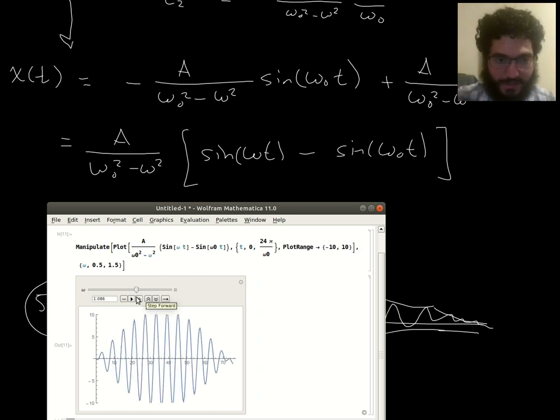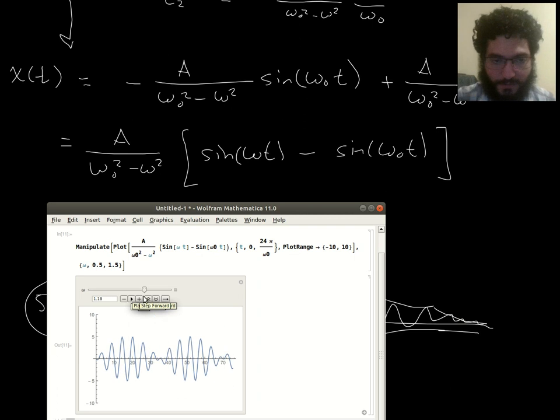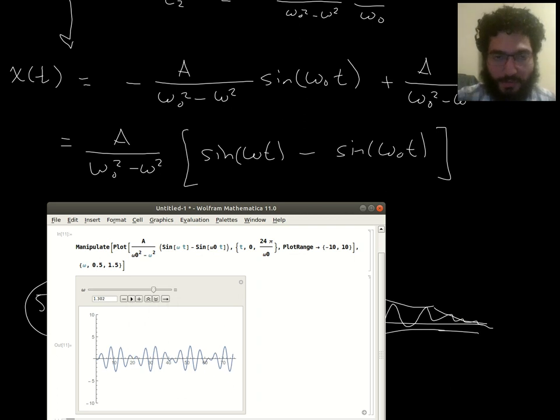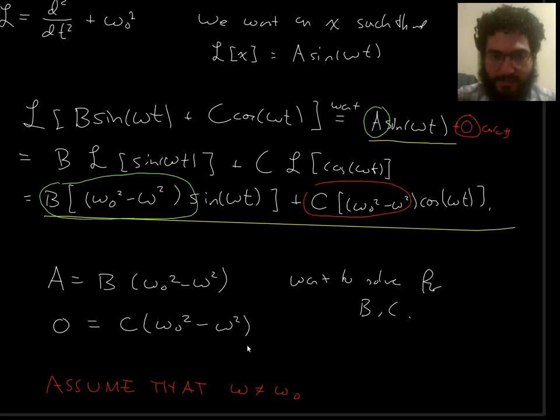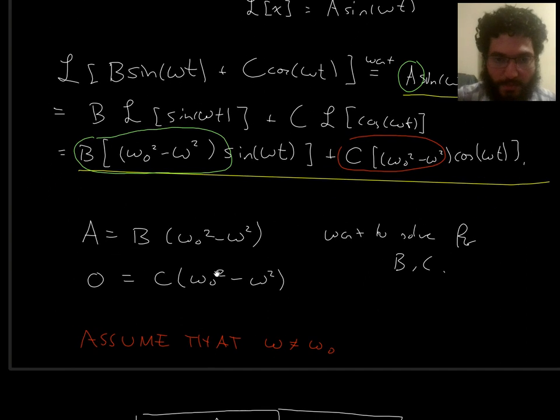Okay, so that's fun. This video ran a little long, but there's still another part that should be part of it. So I'll put that in the next video. We assumed that omega is not equal to omega naught. What if omega actually equals omega naught?